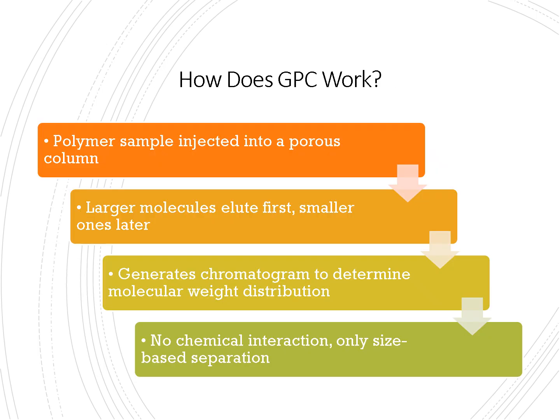Let's take a closer look at how GPC actually works. Imagine a column filled with tiny porous beads. When a polymer sample flows through this column, the large molecules don't fit into the pores, so they pass straight through. Smaller molecules, on the other hand, get trapped in those pores, weaving in and out, and so they take longer to come out. The result? A clear separation that tells us about the size distribution of molecules in the sample.